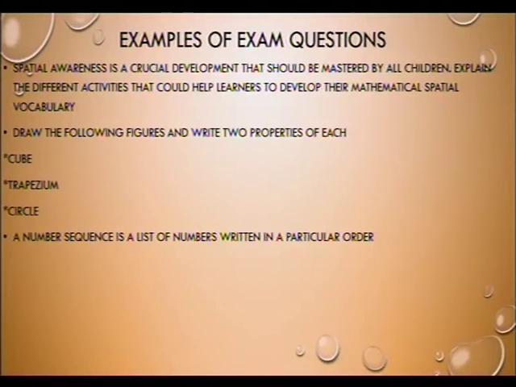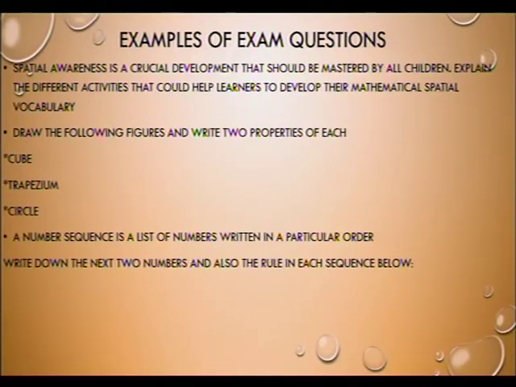Then a number sequence is a list of numbers written in a particular order. We did sequence, so you should be able to know. Write down the next 2 numbers and also the rule in each sequence below. There we have some examples.